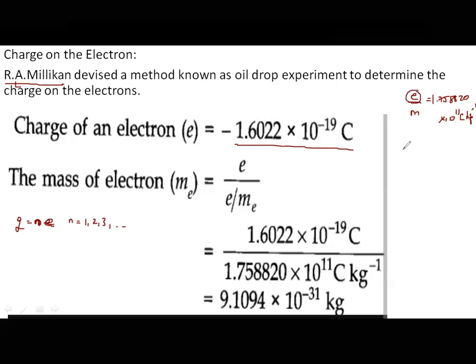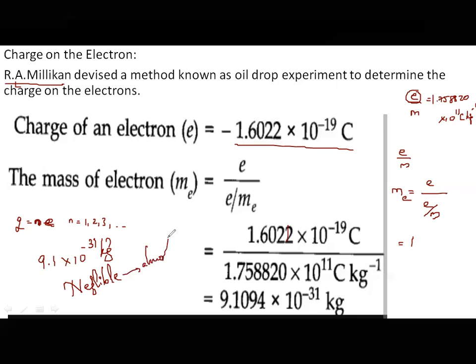Once you know e and you know e by m, can we calculate the mass? So the mass of the electron is e divided by e by m. This is 1.602 into 10 raised to minus 19, divided by 1.758820 into 10 raised to 11. That comes out to 9.1 into 10 raised to minus 31, a very negligible value. So almost we can say the mass of the electron is almost 0.